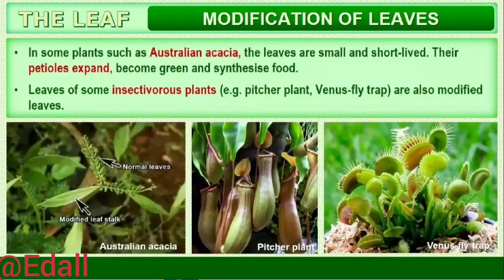In some plants such as Australian acacia, the leaves are small and short-lived. The petioles in these plants expand, become green and synthesize food. Leaves of certain insectivorous plants such as pitcher plant and Venus flytrap are also modified leaves.